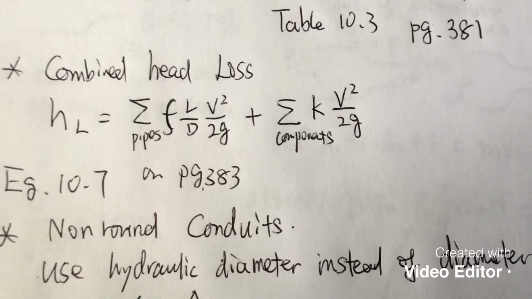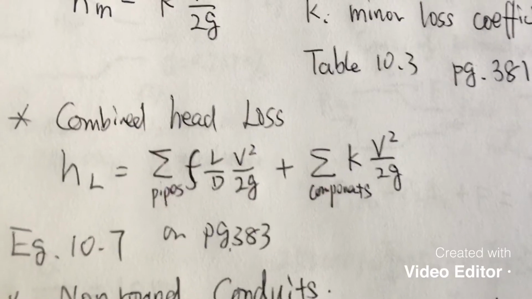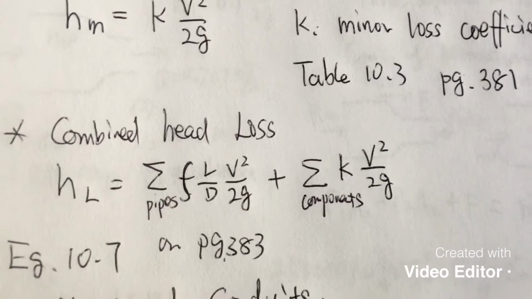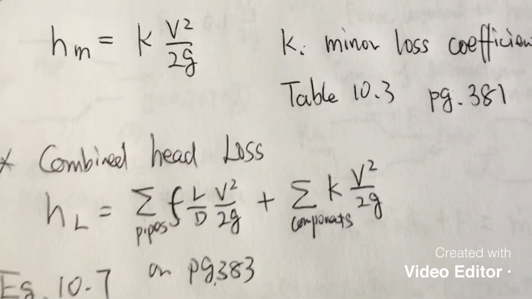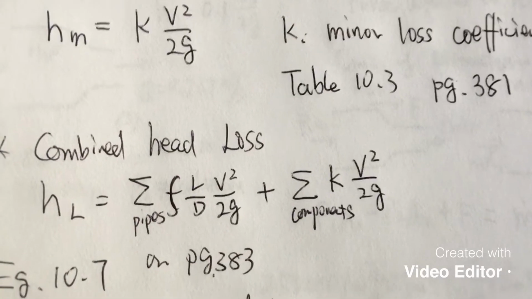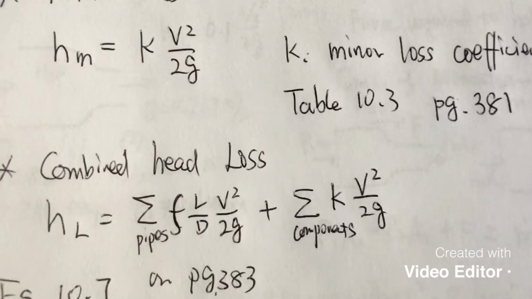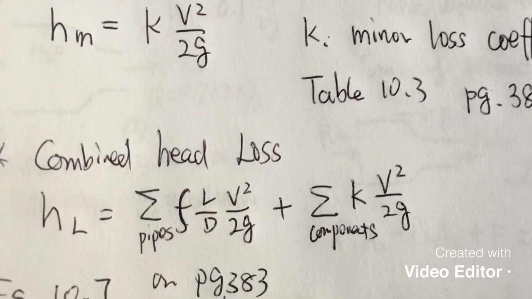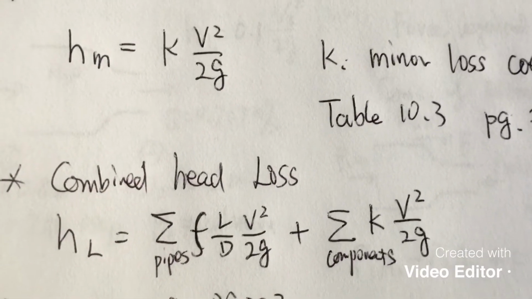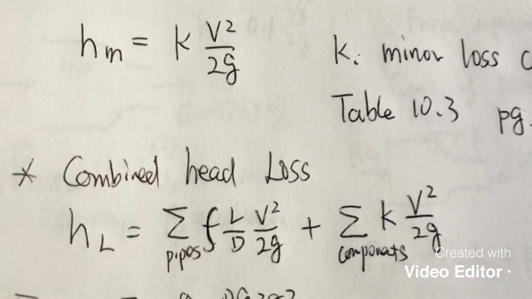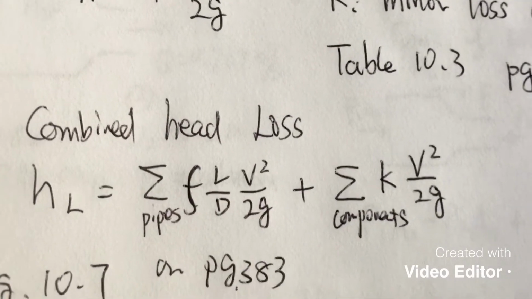So the combined head loss of the pipe system will be, I write down like this: H_L equal to summation of the frictional head loss if you have multiple pipes in your system. Okay, that's why I put the summation. Plus summation of the minor losses. You have many different fittings, transitions and components. Each one will have a K. So now you know how to calculate the total loss of a piping system. It's the frictional loss plus the minor losses.